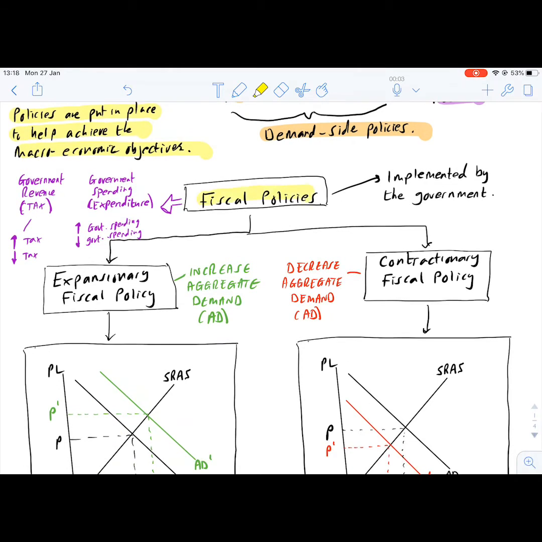Fiscal policy is all to do with the government. All the policies are implemented by the government. This includes government revenue, the money the government receives mainly through taxation, and also government spending, otherwise known as government expenditure, what the government actually spends the money on.